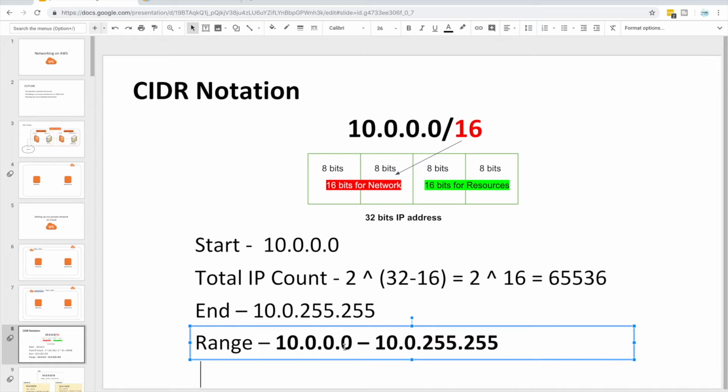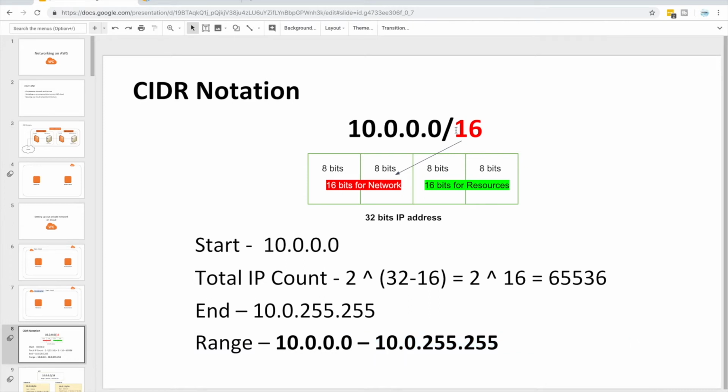One other thing you should understand is although you have this full address range, 65,536 IP addresses, you cannot use all of them for your resources because AWS reserves 5 IP addresses from these. It will reserve the first 4 IP addresses, that means 10.0.0.0, 1, 2, and 3, and the last IP address, which is this one. Other than those 5 addresses, you can use any of these IP addresses inside your VPC.